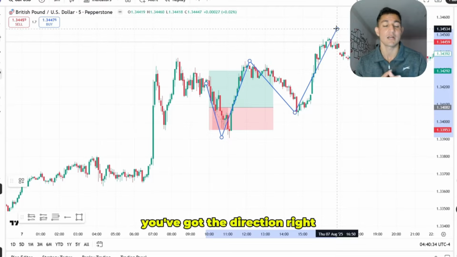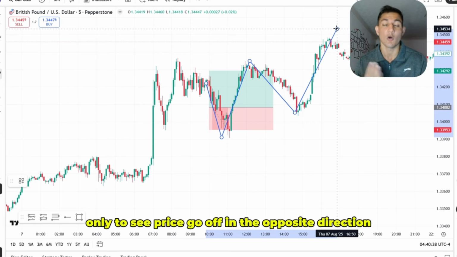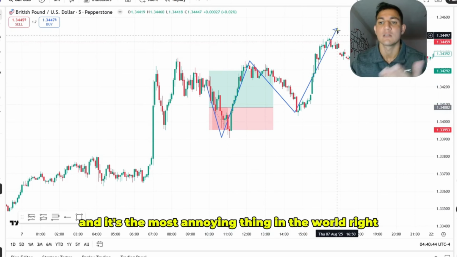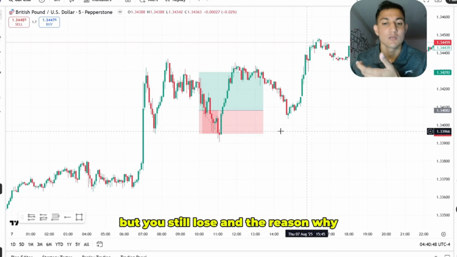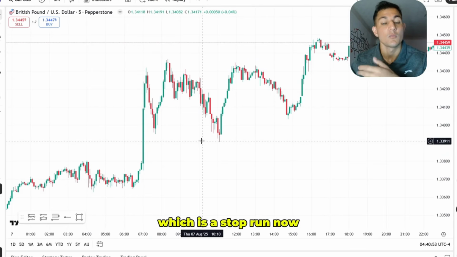You've got the direction right, you enter on an order block, fair value gap, VWAP, and you still lose, only to see price go off in the opposite direction, right? That used to happen to me all the time, and it's the most annoying thing in the world, right? You feel like you've literally been robbed because you got everything right, but you still lose. And the reason why is because you haven't waited for a liquidity sweep, which is a stop run.